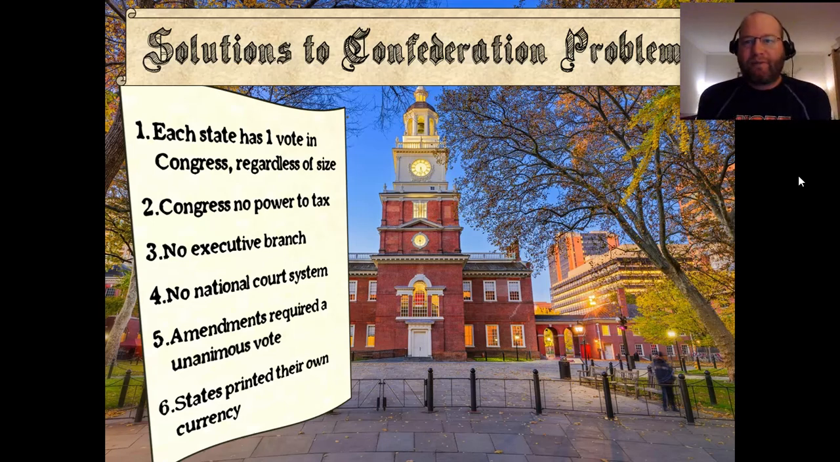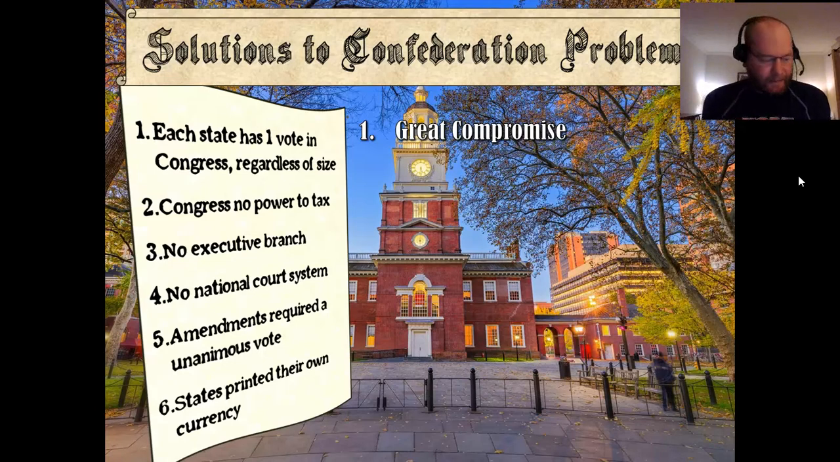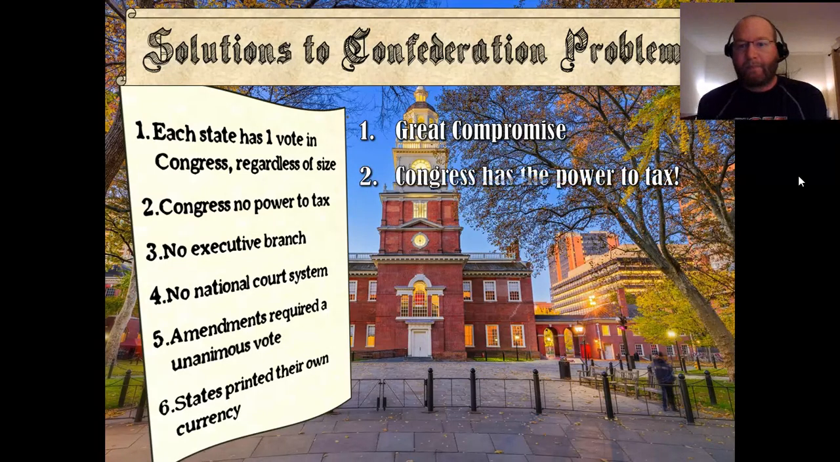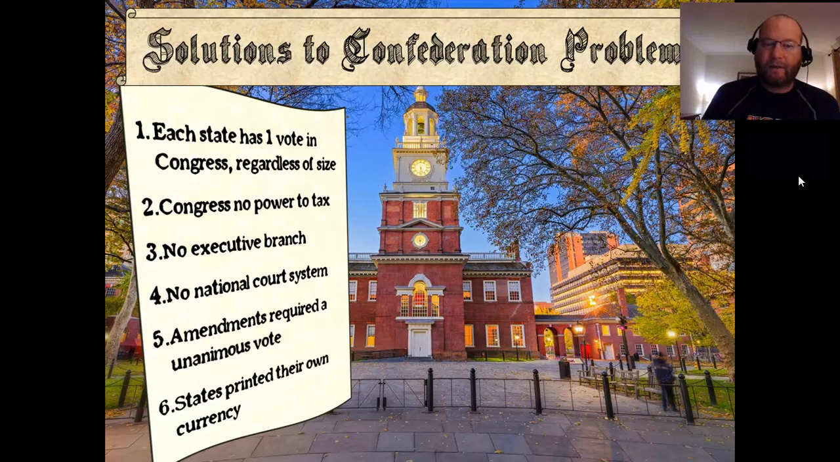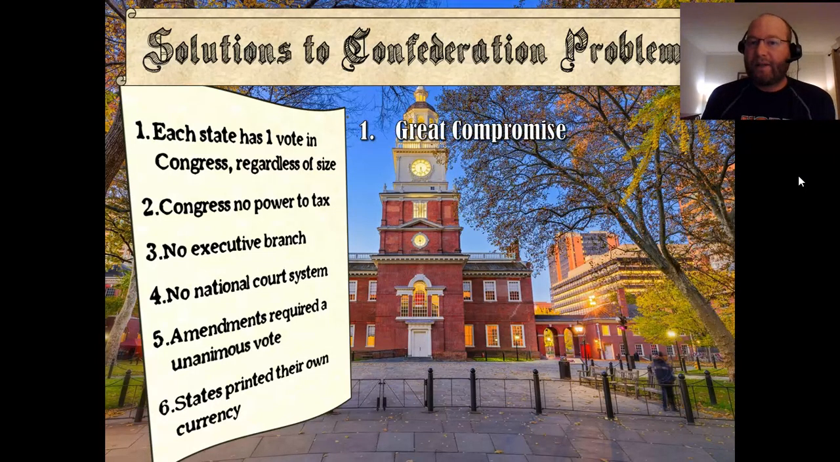So, solutions to the Confederation problem. We're talking about the Articles of Confederation. Okay, we had that problem that each state has one vote. That was a problem. So we come up with the Great Compromise. Remember the Great Compromise? The Great Compromise is where the big states get more representation in the House of Representatives, but we also have the Senate where every state has two people in it. So they get two votes where everything is equal. There's a compromise there to keep both the big states happy and the small states happy.